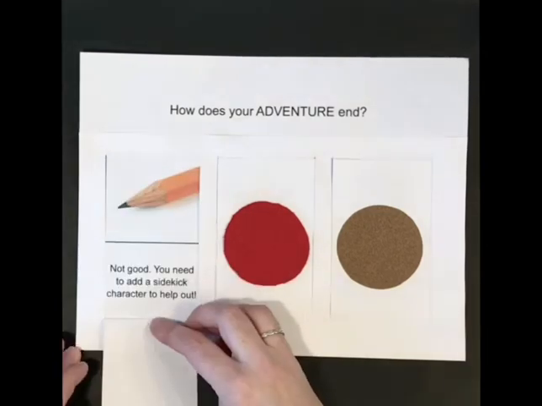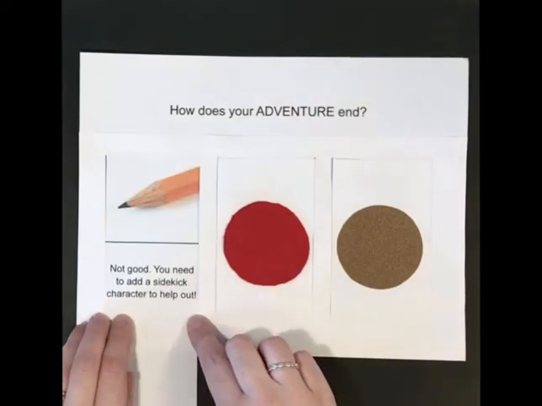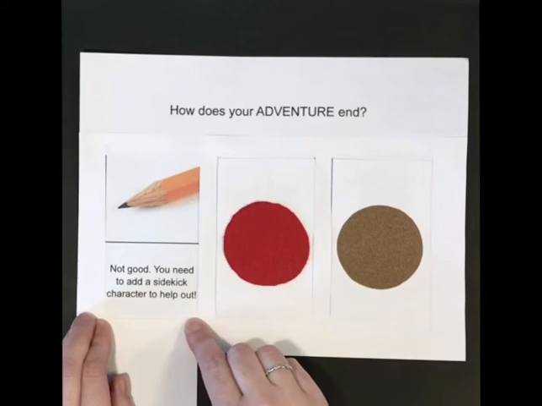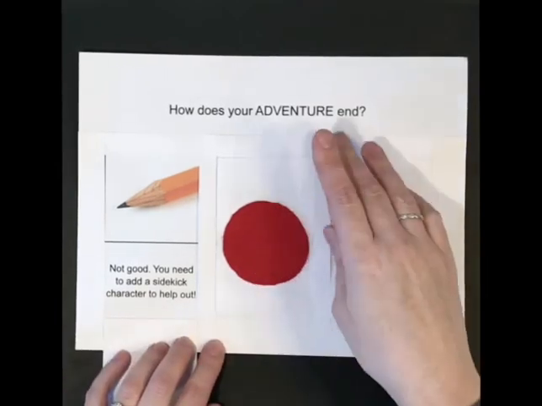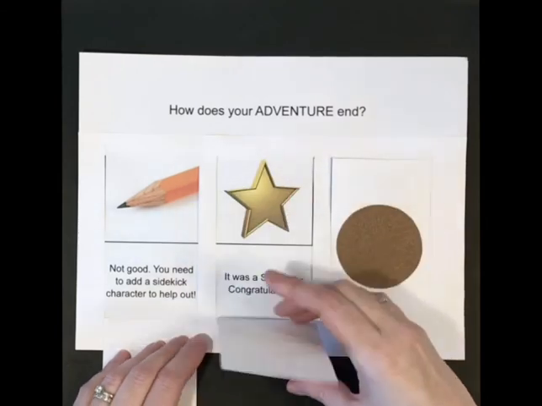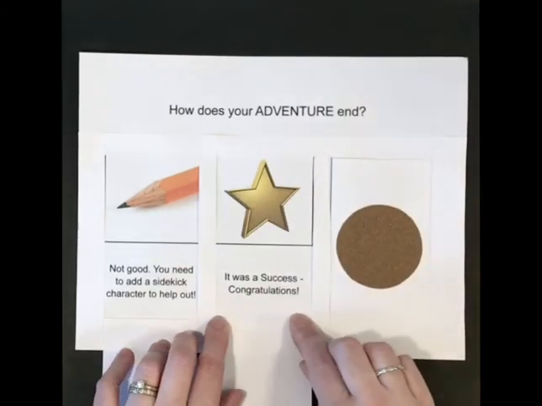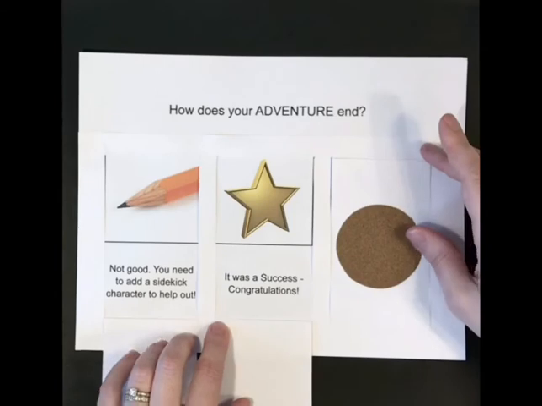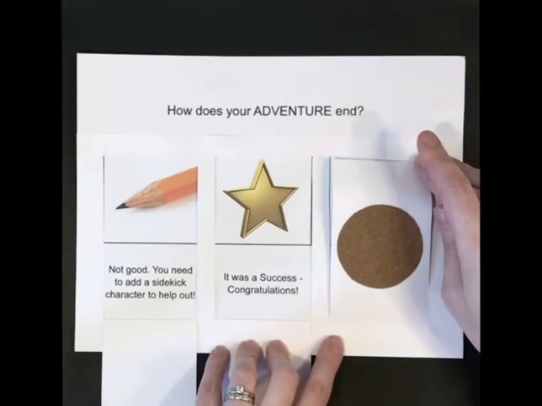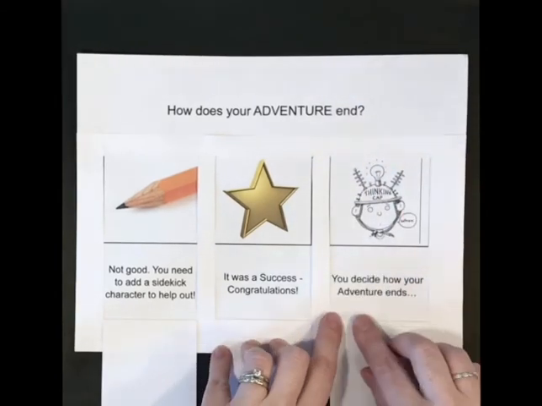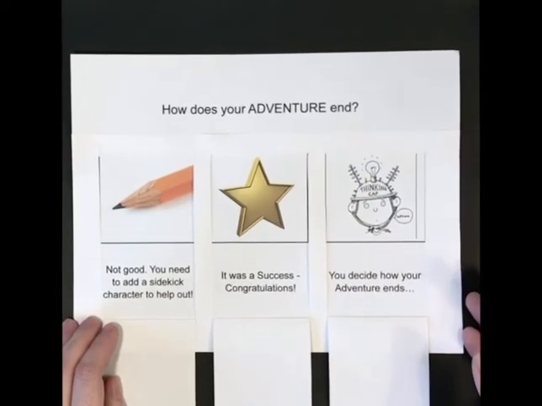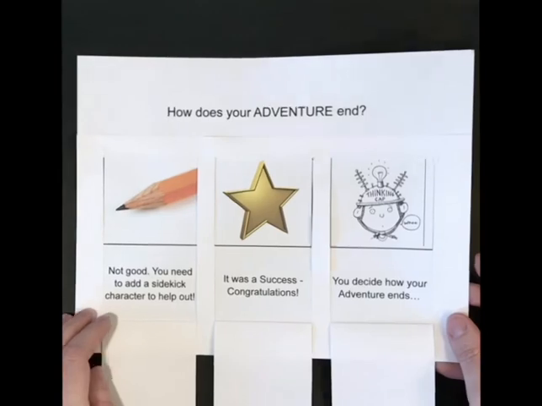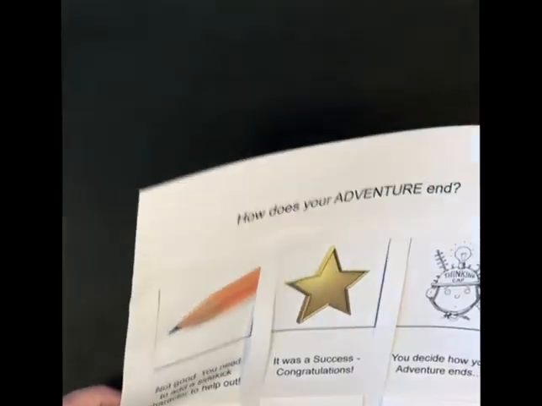If you chose paper, smooth, uh-oh, not good. You need to add a sidekick character to help out. If you chose this fuzzy felt, it was a success. Congratulations. And if you chose the rough sandpaper, you get to decide how your adventure ends. So you think, how do you want it to end? This is where you have to be super duper creative.